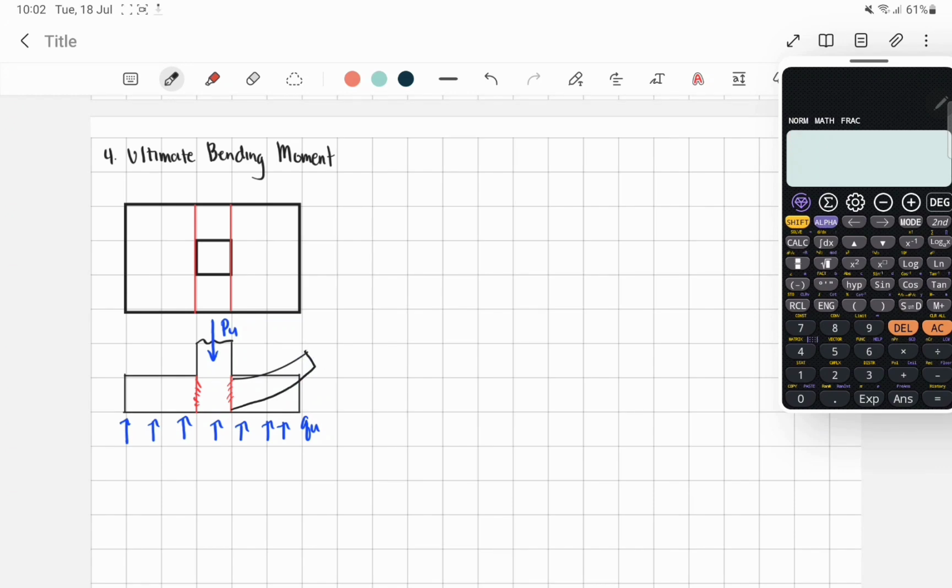Okay, bending nga, di ba? So, magkakaroon ng bending sa part na ganyan. Okay? Ang ating footing will act like a cantilever beam kasi fixed siya doon sa critical section. Ngayon, yung bending moment na mangyayari dyan, yun yung ating i-solve.